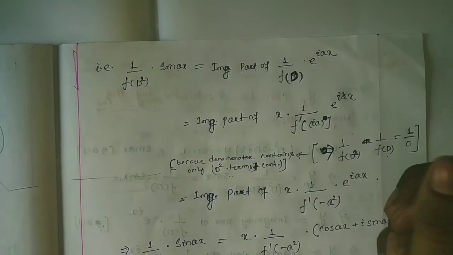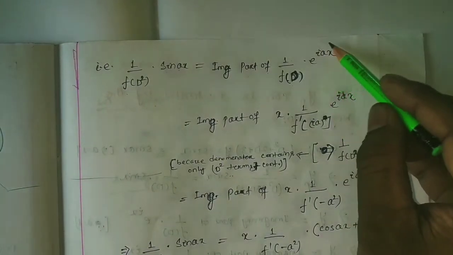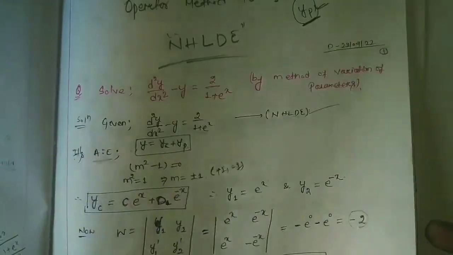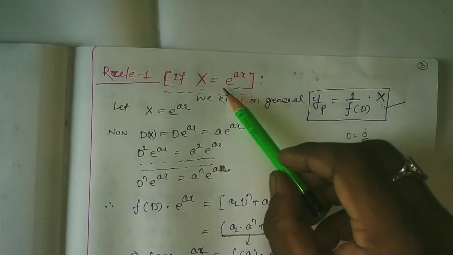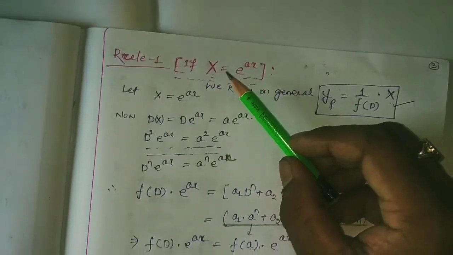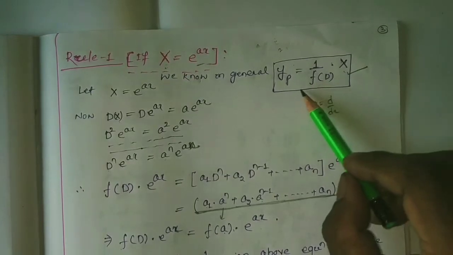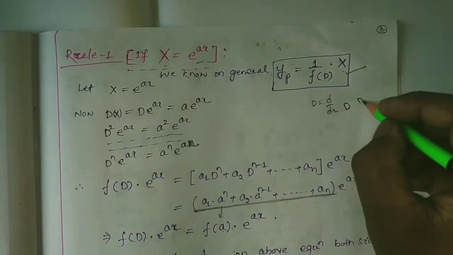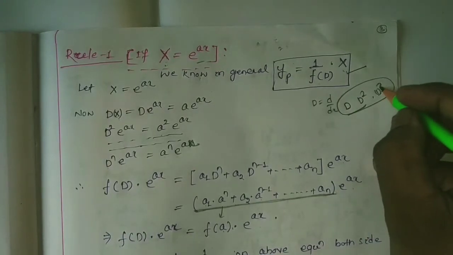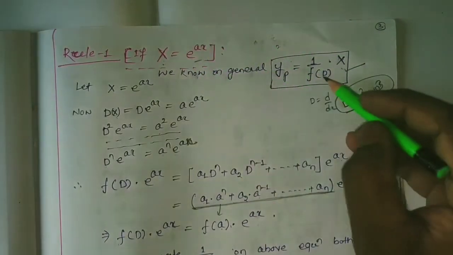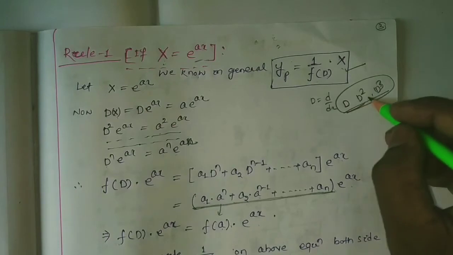Already we have discussed that whenever e to the power iax or e to the power x is our source function, it will be written as 1 by f of D. See, here for rule 1, whenever the exponential function is the X, it will be written as 1 by f of D into X. That means this f of D contains all the terms, the D term, D square term, D cube term, all terms. Carefully listen: whenever the exponential function is considered, this f of D contains D, D square, D cube terms.